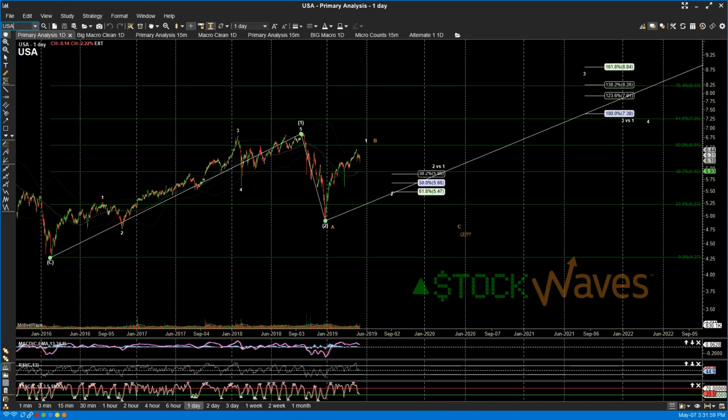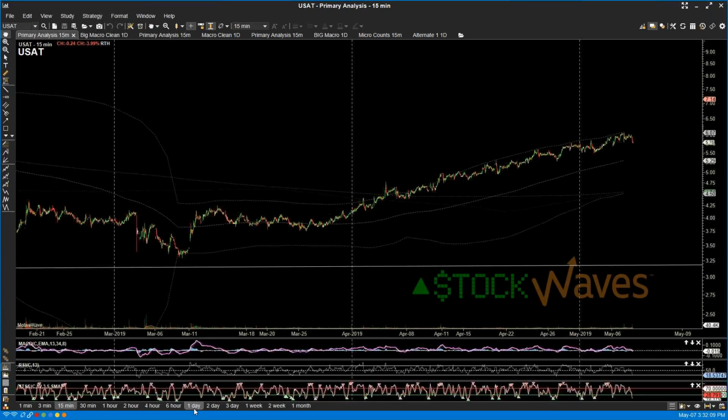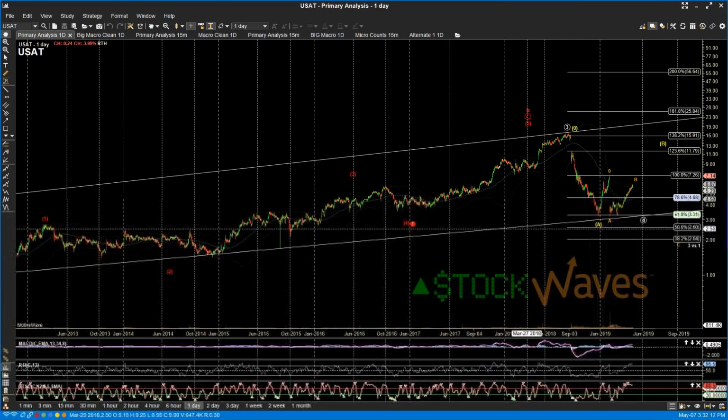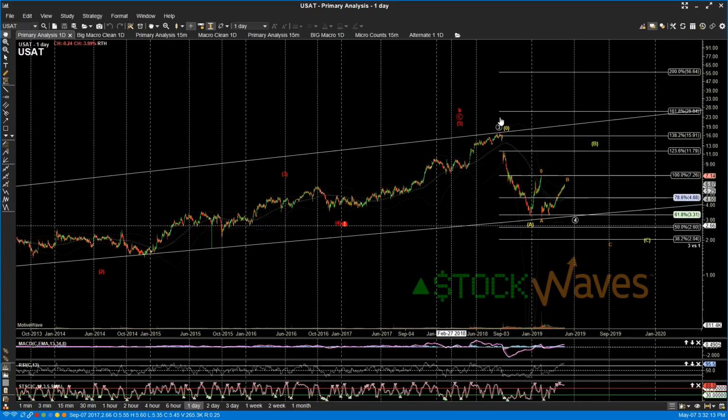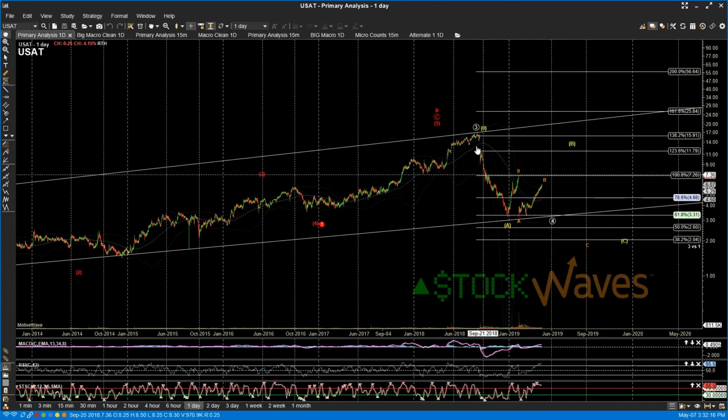And then 2 other names that I wanted to take a look at. One was USAT, which is a wireless company that does cashless payments and some other things like that, and has not had very much love recently, with a pretty significant decline off of the 2018 high.